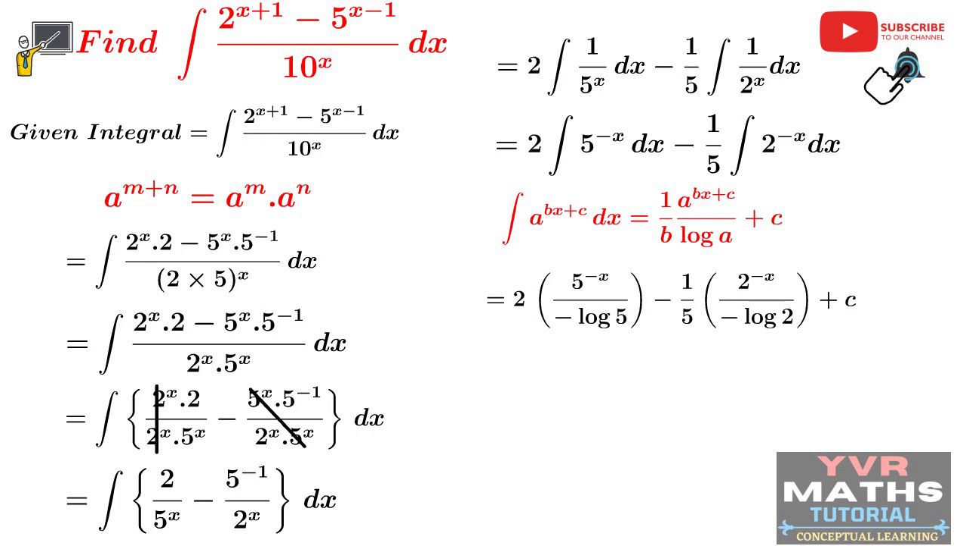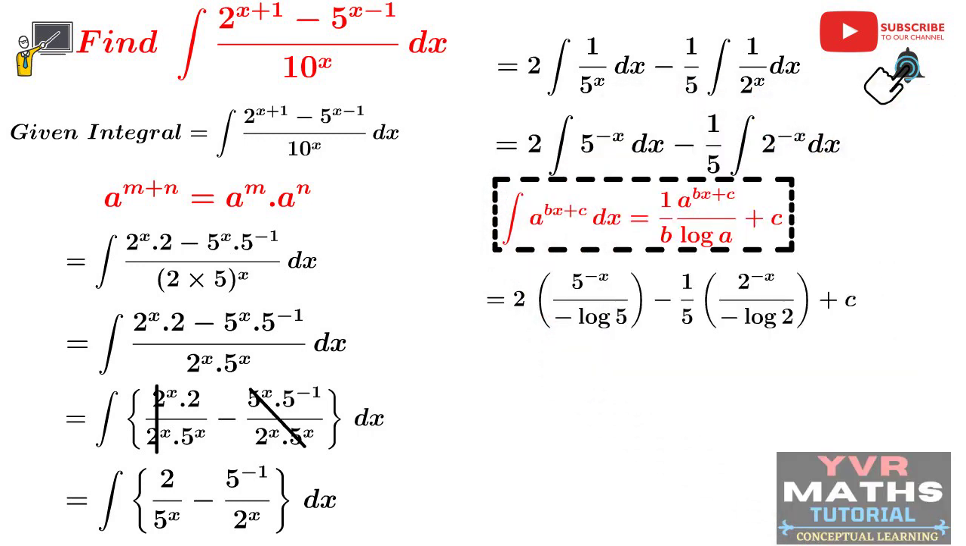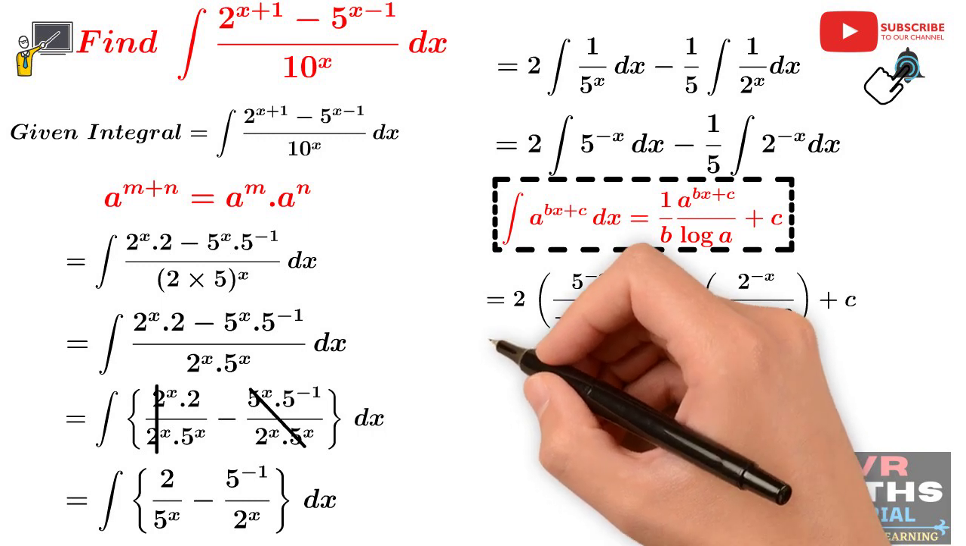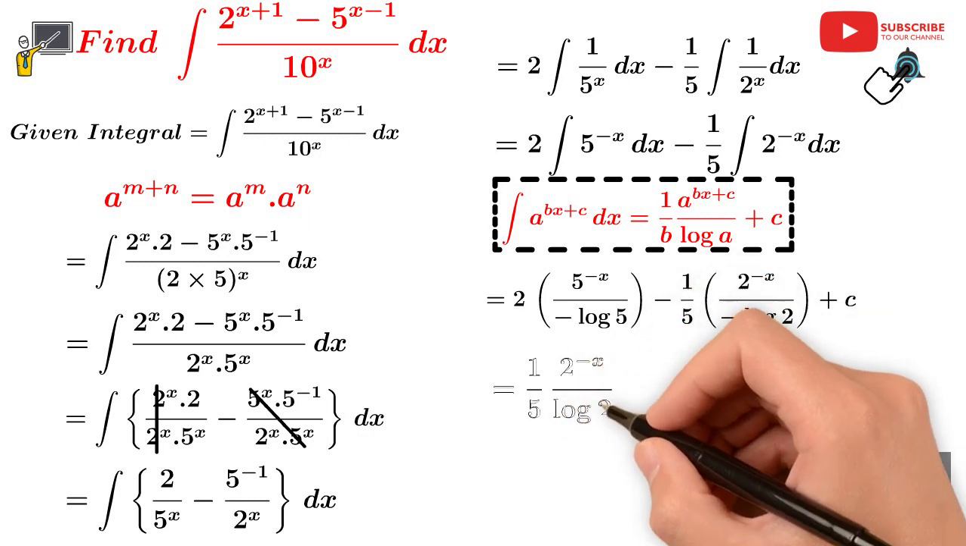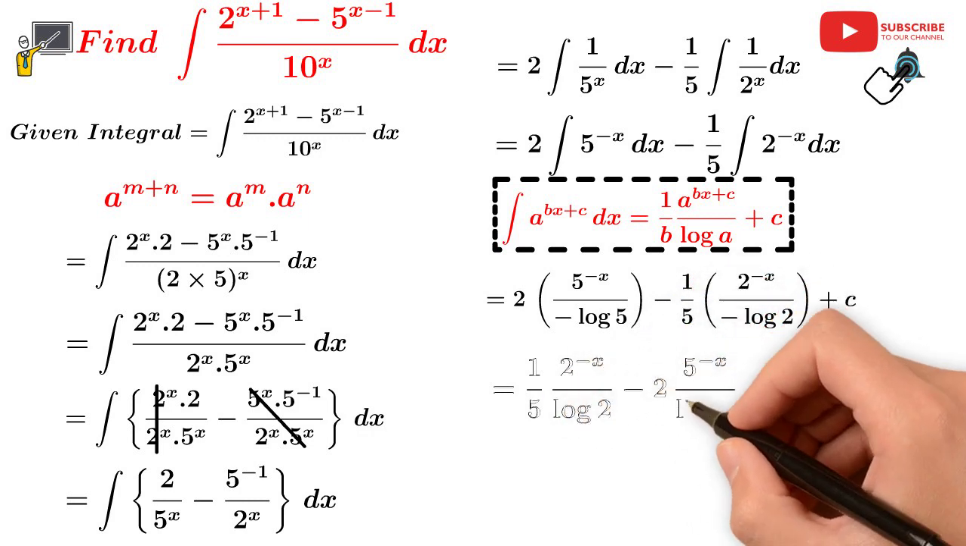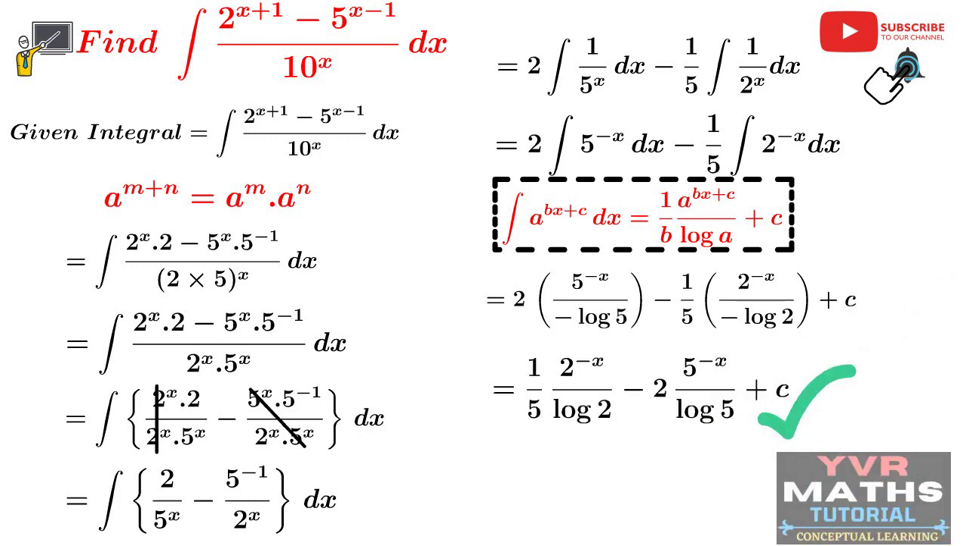So I just applied this standard integral formula in both the integrals. If we simplify this one, then the final step is 1 by 5 into 2^(−x) by log 2 minus 2 into 5^(−x) by log 5 plus c. So this is the final answer for the given integral. I hope you understand this problem.